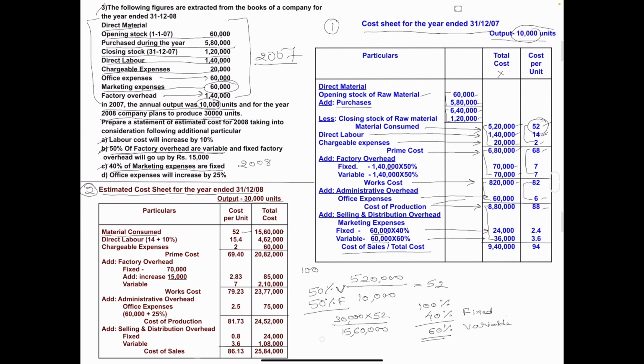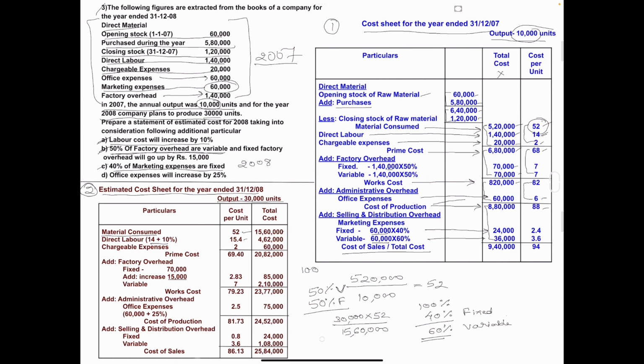But in the second para, what they have mentioned here, read point A. Labor cost will increase by 10%. In 2008, the labor cost will increase by 10%. Increase means plus. So for direct labor, in bracket write 14 plus 10%, you will get 15.4. Okay, this is one shortcut method to calculate the cost per unit.